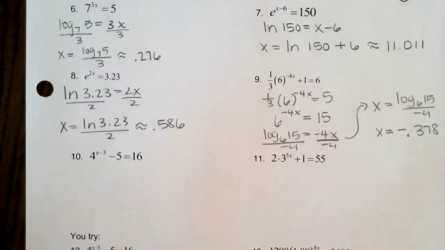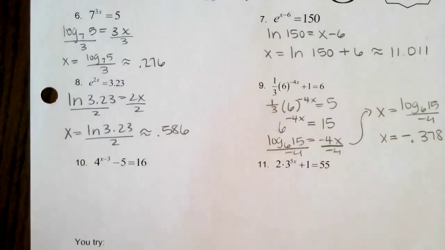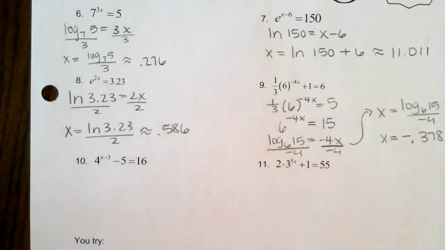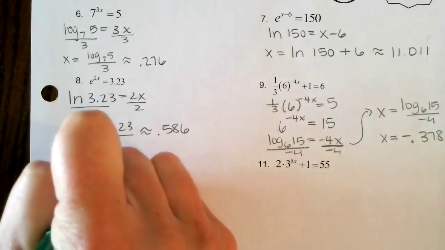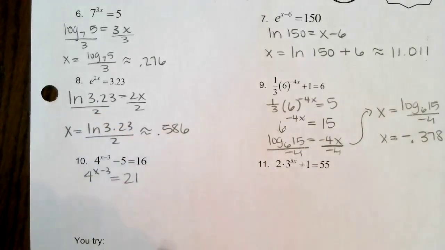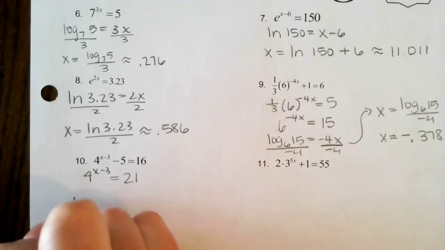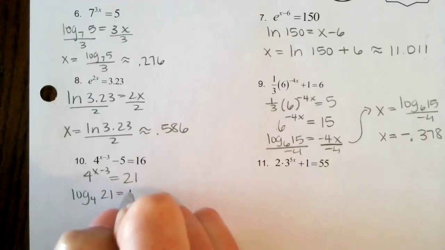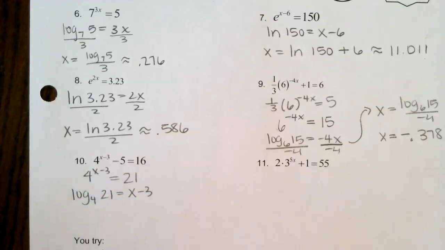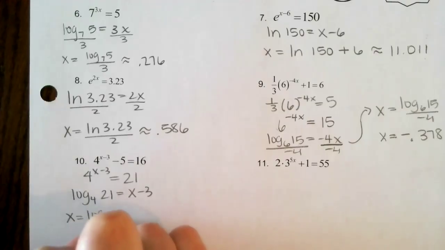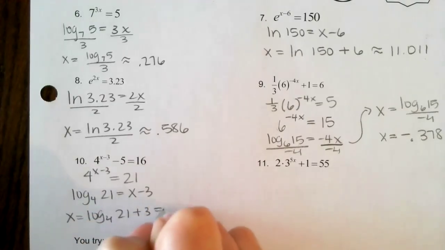All right, our next one here, 4 to the x minus 3 minus 5. My first step is going to be to add this 5 to get it to the other side so I can get the exponential by itself. So we get 4 to the x minus 3 is equal to 21. Now we can use our log, and so we get log base 4 of 21 is equal to x minus 3. My last step is to add that 3, so we get x equals log base 4 of 21 plus 3.